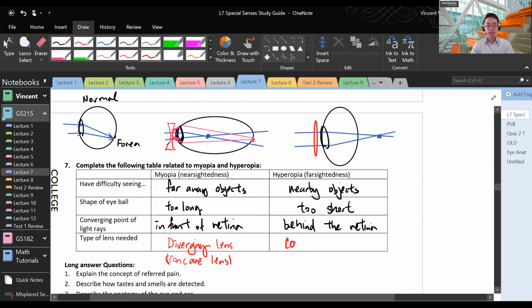A converging lens is also called a convex lens. An example of a converging lens is a magnifying glass. So that's why with people who have farsightedness, sometimes you look at them and their eyes look a little bit bigger. That's because the type of glasses they're wearing is the same type of lens as a magnifying glass.